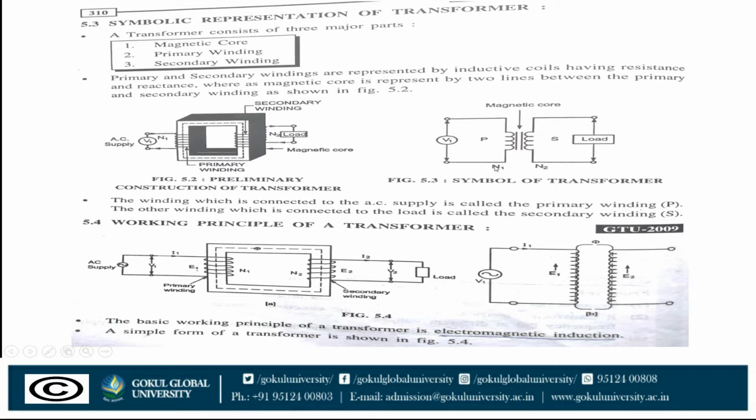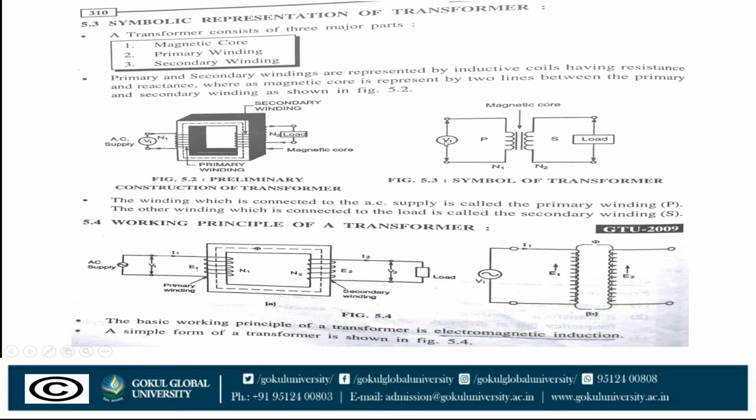Now the symbolic representation of transformer. A transformer consists of three major parts. First is the magnetic core, second is the primary winding, and third is the secondary winding. Now this is the construction of the transformer. This is the core, which is made up of silicon steel. This is the primary winding and this is the secondary winding. This is the symbol of the transformer: primary winding, core and secondary winding.